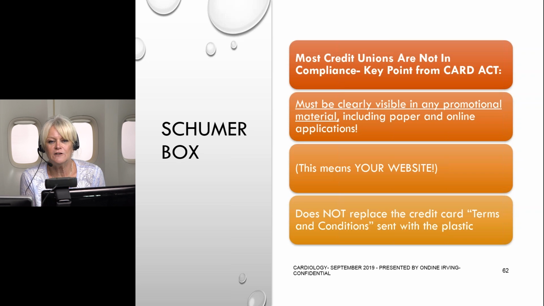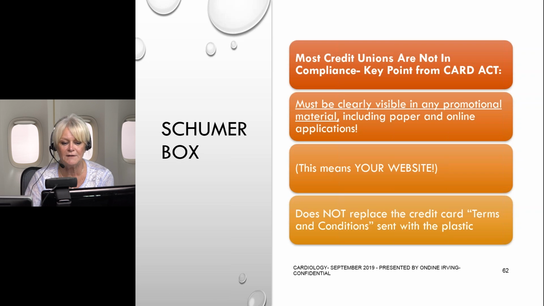And most credit unions are not in compliance with this. It needs to be clearly visible in any promotional material, which means online. It cannot be once you start applying. It has to be on your credit card page. Let me clarify, a link needs to be on your credit card page to take you to the Schumer box. You can't find out about the rates and fees mid-application.